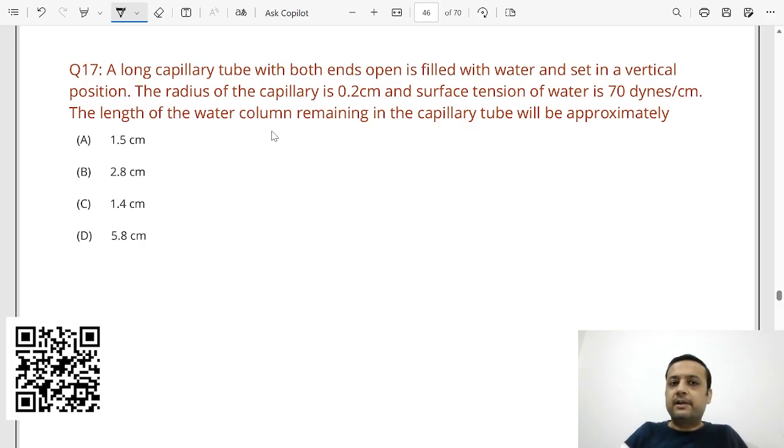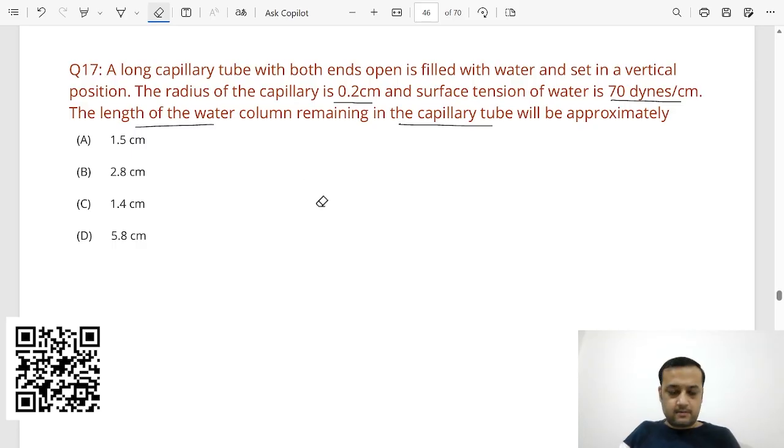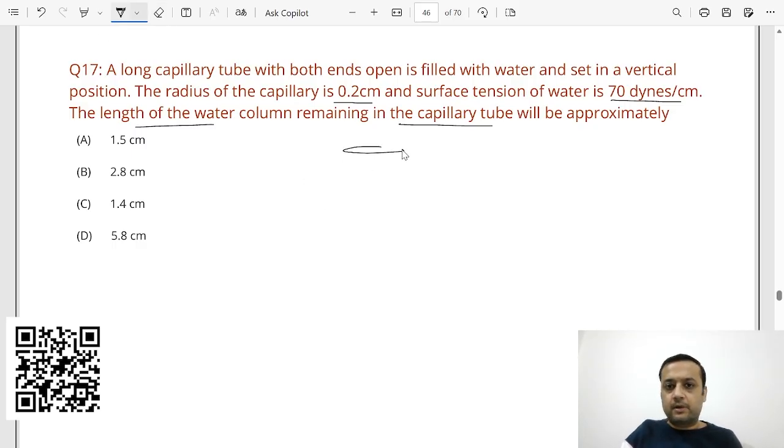Here we have a long capillary tube with both ends open, filled with water and set in a vertical position. The radius of the capillary is given and the surface tension is also given. We need the length of the water column remaining in the capillary. So basically imagine a capillary tube, and now you had dipped this capillary in the water body and taken it out. Now naturally, some amount of water remains.